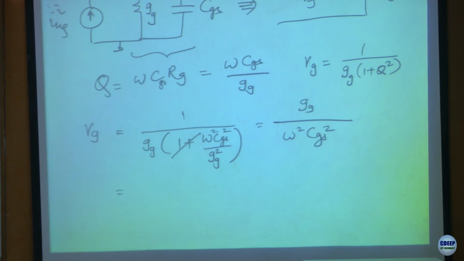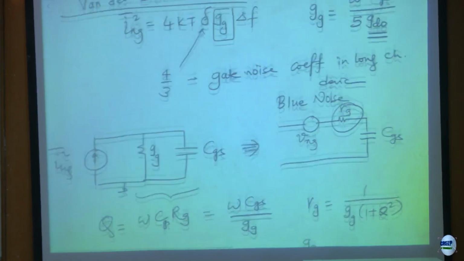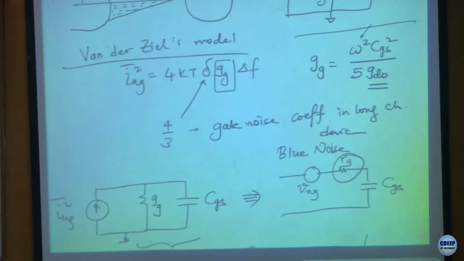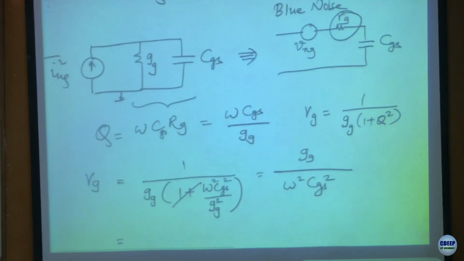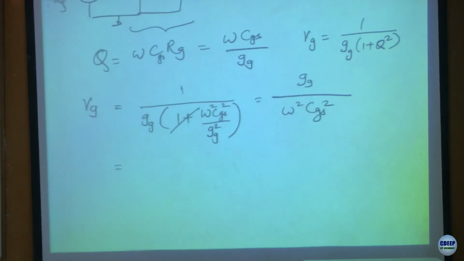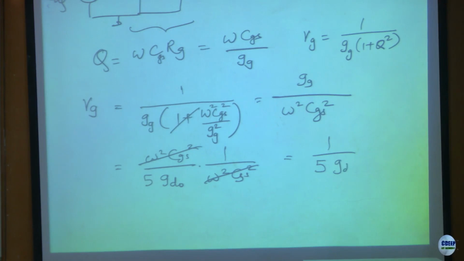And what does that also look like? I can substitute for GG, which is right here: omega square CGS square divided by 5 GDO. So let's substitute that. Omega square CGS square divided by 5 GDO, and divide by omega square CGS square. This will go away and what you will get is 1 divided by 5 times GDO.